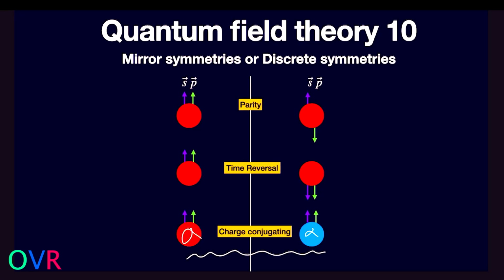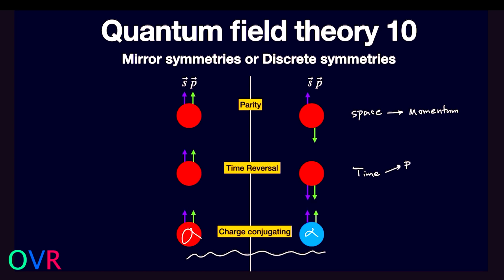Today we're going to talk about mirror symmetries, or discrete symmetries. In particular, three types: parity, time reversal, and charge conjugation. Parity is about a space inversion. When we flip the coordinate in space, there is an effect on momentum, so space is connected to momentum here. And time reversal flips time, but time affects momentum.